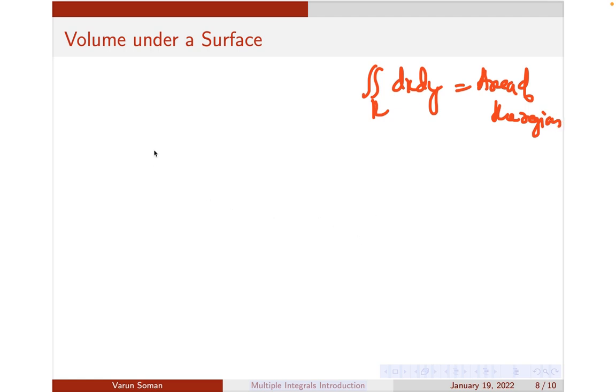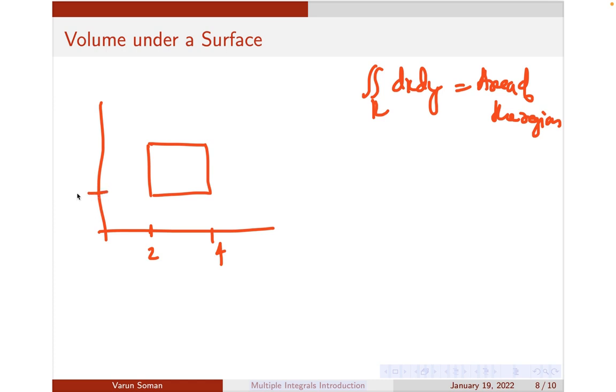Okay, for example, suppose you have a region like this here. I'm just giving an example. Suppose x is varying from 2 to 4, and y is varying from 1 to maybe 4. So this is your rectangular region. You know the area. What's the area of this region? This length is 2, your breadth is 3, so area would be 2 into 3, which is 6. Okay, it is L into B.